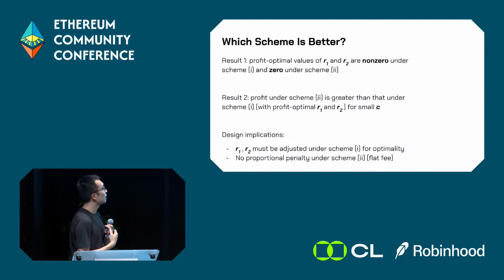Which one's better? In this model where there's only CEX-DEX arbitrageurs, the result is intuitively the first one: when we internalize, both R1 and R2 will have a non-zero optimal value, meaning we would never be able to offer full revert protection when we don't pass on the cost. Otherwise, we'll have an expected amount of submitted transactions going to infinity. Under scheme 2, you would want R1, R2 to go to 0.